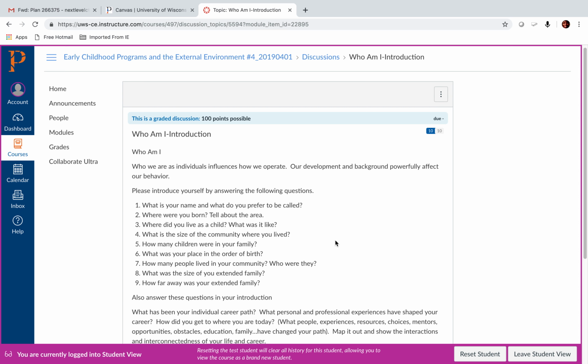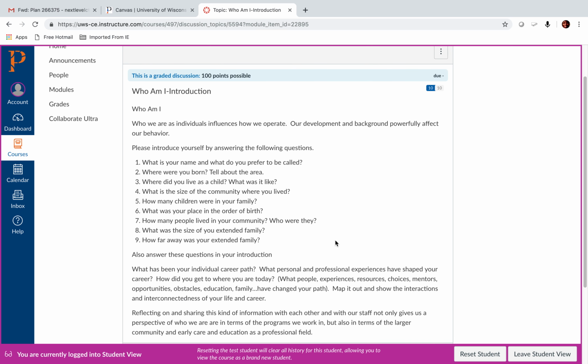And so you see right here, this is a discussion. And with the discussion is 100 points possible. And this says, who am I? And says, who we are as individuals influences how we operate. Our development and background powerfully affect our behavior. So please take the time to introduce yourself by answering the following questions. So here we have 9 different questions that you'll need to answer in your discussion.